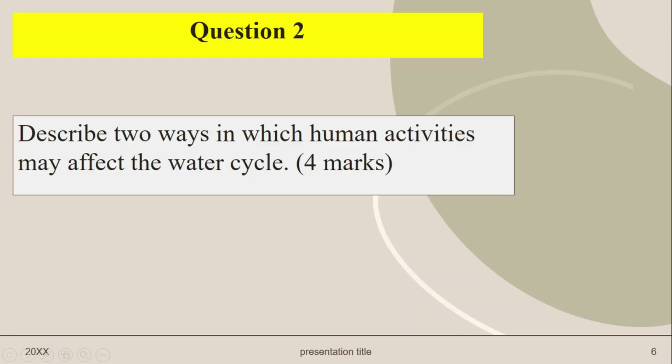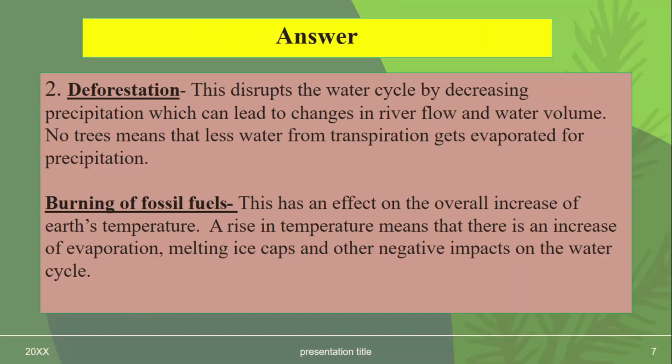All right, question number 2. Describe ways in which human activities may affect the water cycle. That's 4 marks. All right, so the answer says deforestation. This disrupts the water cycle by decreasing precipitation, which can lead to changes in river flow and water volume.